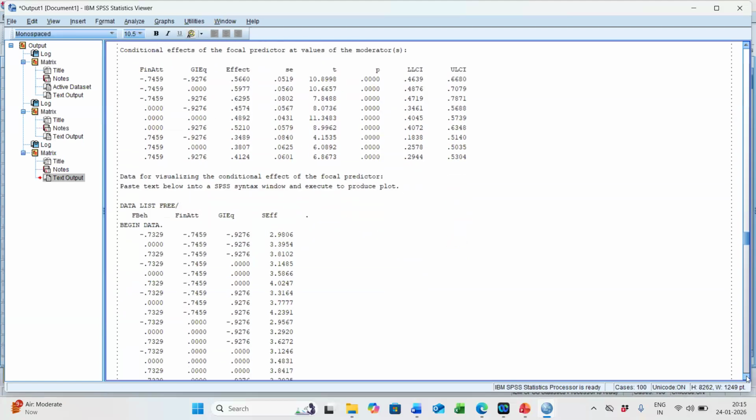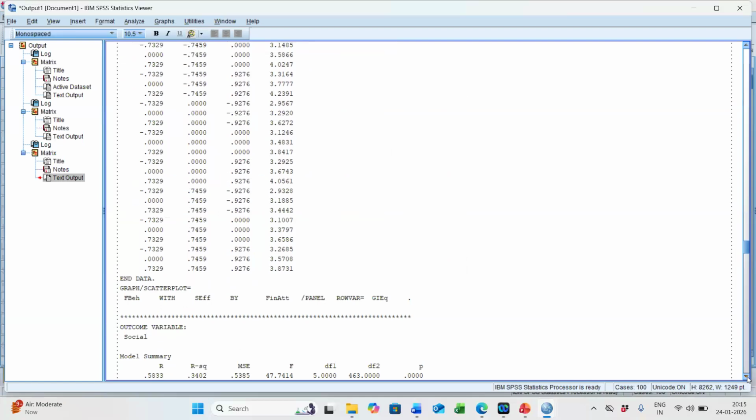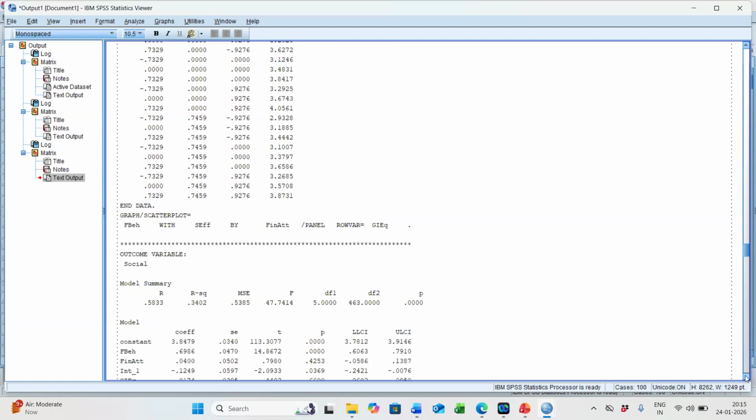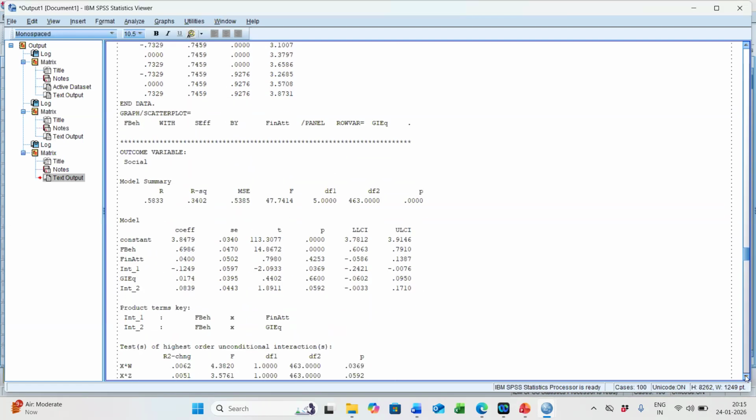With this, we can draw a diagram. These are actually very lengthy ones, so drawing a diagram is somewhat complicated. Don't attempt that. Then socialization is taken as another outcome variable.